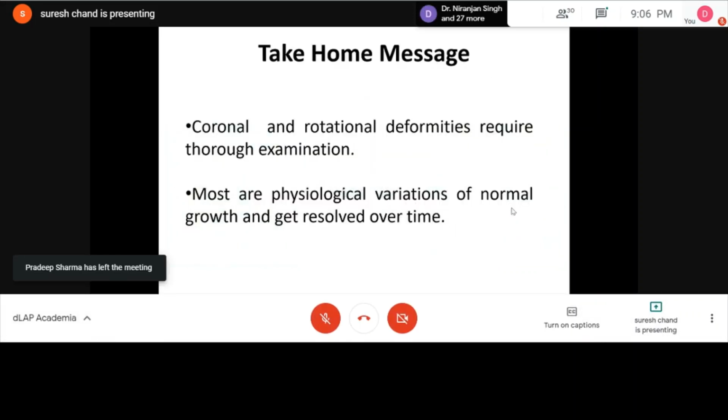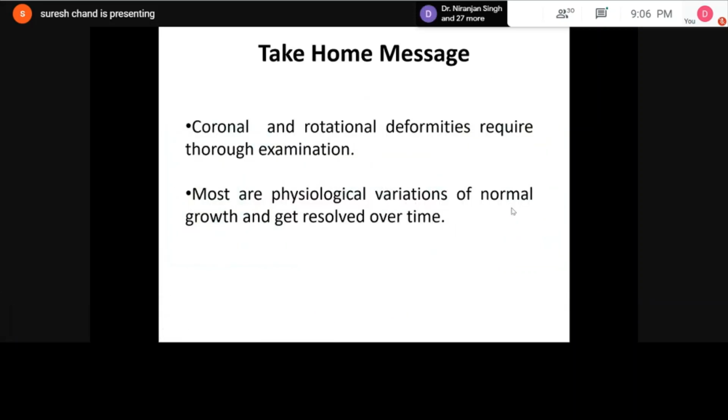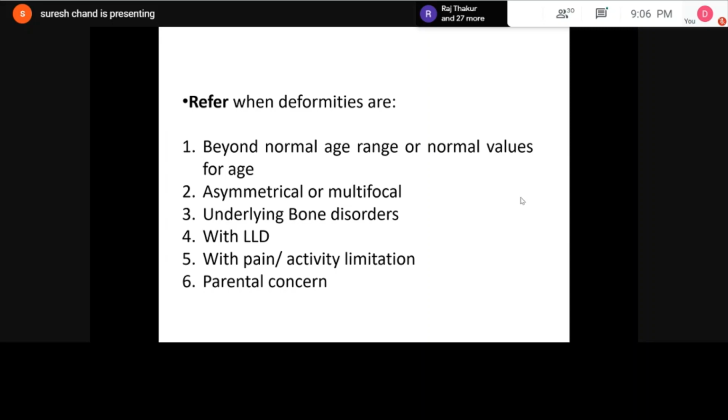So the take-home message from today's talk would be: coronal and rotational deformities require thorough examination to rule out any pathological causes. Most are physiological variations and resolve over time, they just need better counseling and educating the parents, and if required, a frequent 6 monthly or 3 monthly follow-up and regular documentation with examination and clinical photographs is required. Refer when deformities are beyond the normal age range or normal values are too much for that age.